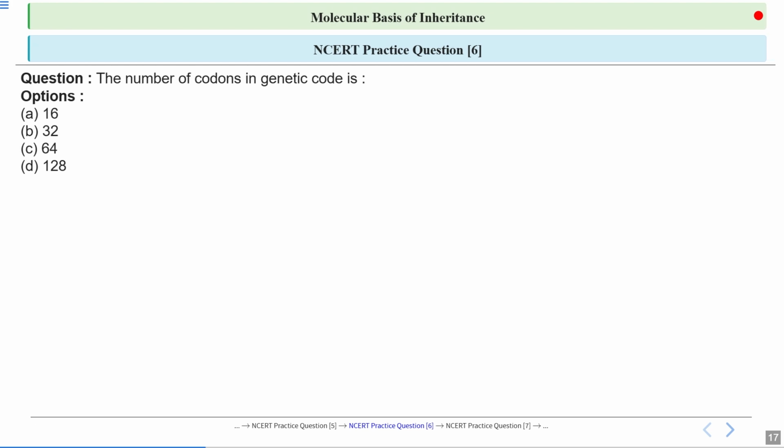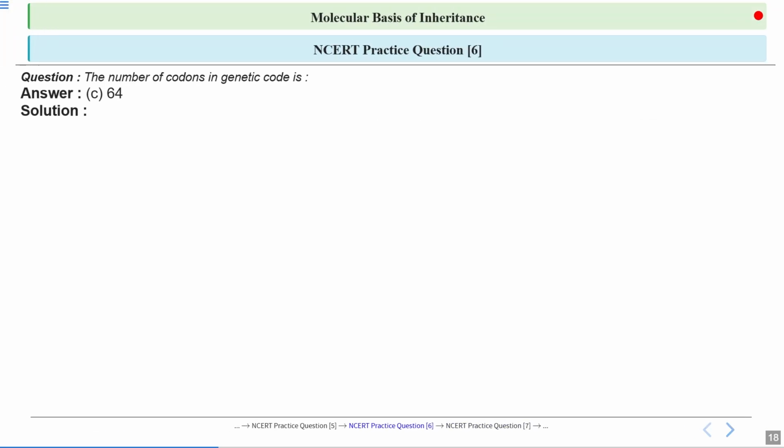The next question is again a very straightforward question. The number of codons in the genetic code is? The options are 16, 32, 64 or 128. Again, this is a very straightforward question. Let's quickly have a look at the answer. The answer is 64. Option C is the correct answer.